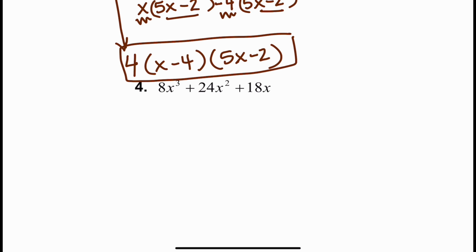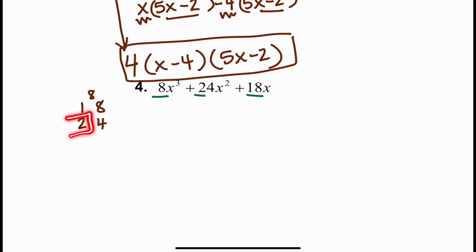Okay, number 4, we're factoring. I've got 8, 24, and 18. I want to find the biggest number that will evenly go into all of those numbers. So I'm going to get my lowest number, 8. I'm going to start with 1 and 8. Does 8 go into 24 and 18? It does go into 24, but not 18. 2 and 4. 4 does not go into 18. 3 doesn't go in. And that's all the numbers that multiply to 8.